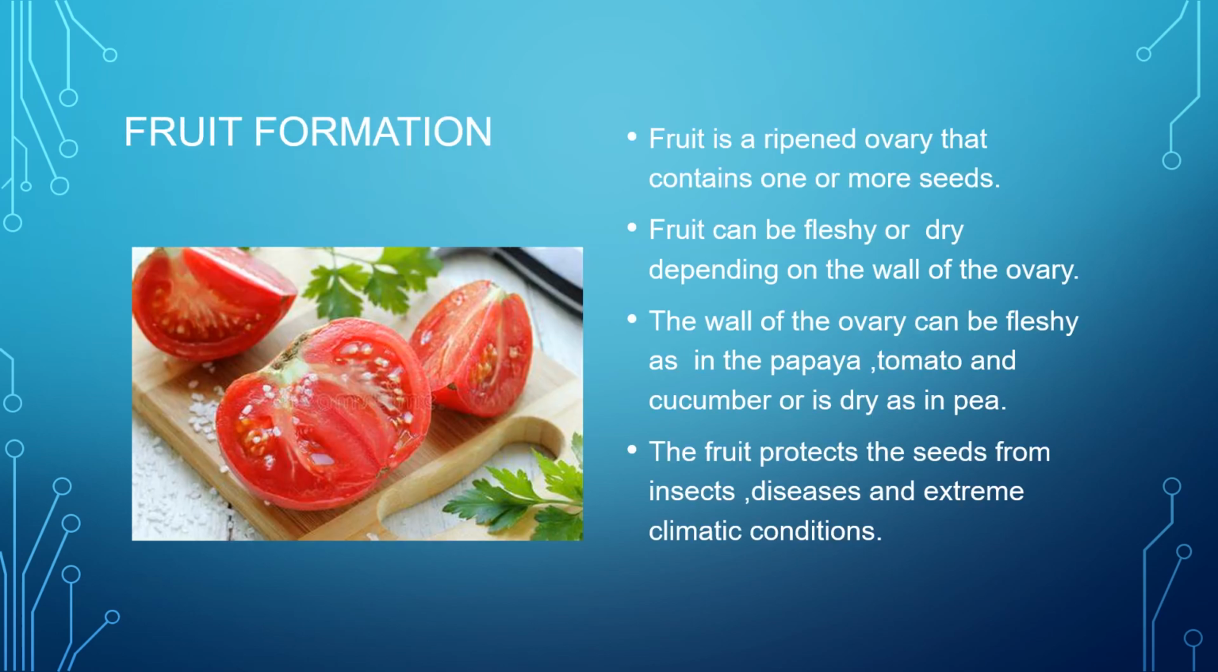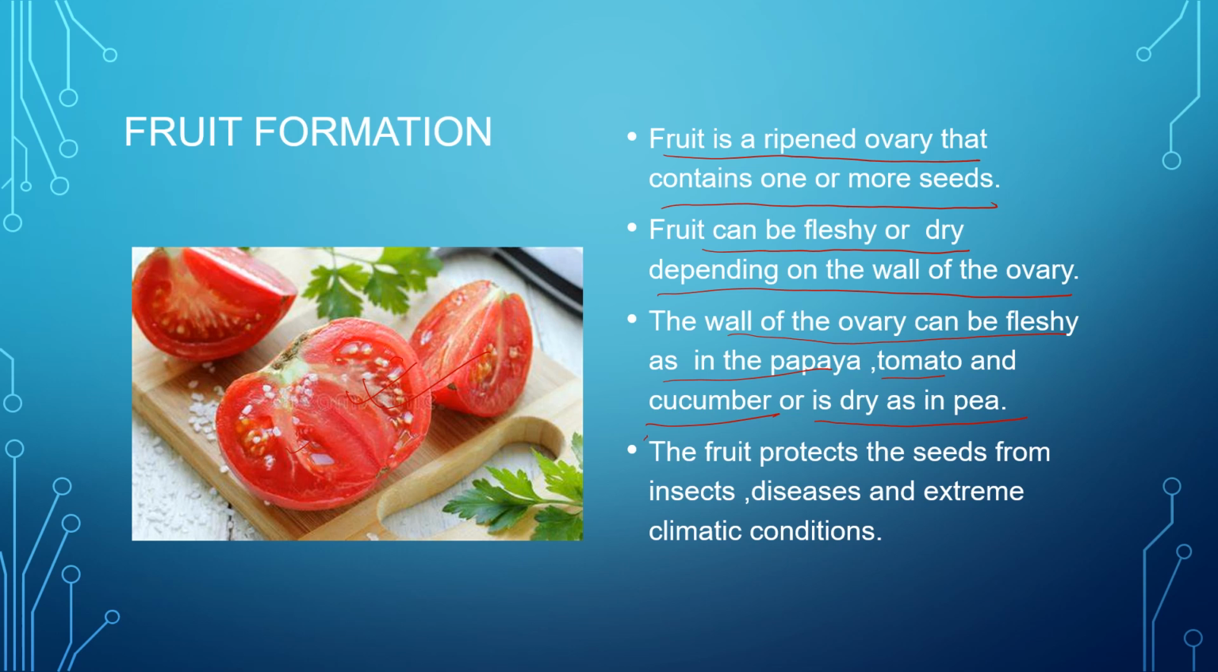Now we have already said that the ovary matures to form the fruit. How is the fruit formed? A fruit is a ripened ovary that contains one or more seeds. A fruit can be fleshy or dry depending on the wall of the ovary. The wall of the ovary can be fleshy, as in papaya, tomato and cucumber, or dry, as in pea. Here you can see a ripened fleshy fruit. Though we eat tomato as a vegetable, it is not a vegetable. It is a fleshy fruit with all its seeds, a ripened ovary containing all the seeds inside it.